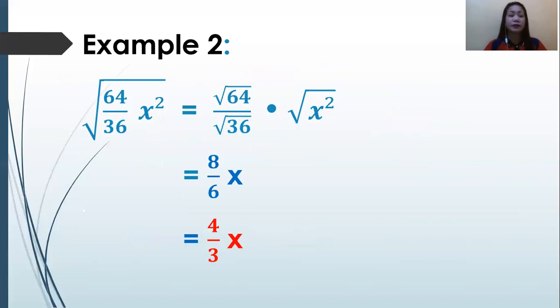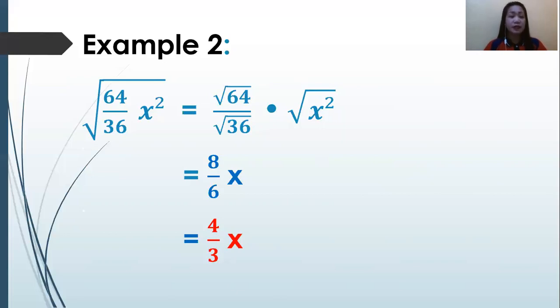Example number 2. The square root of 64 over 36 x squared. This time, since the exponent of x is to the second power, we can cancel or eliminate the radical symbol and the exponent of the x. Okay, let's start with the square root of 64. It is a perfect square. It is equal to 8. Over the square root of 36. Again, it is a perfect square. It is equal to 6. Then we eliminate the radical symbol and the exponent, so we have x.